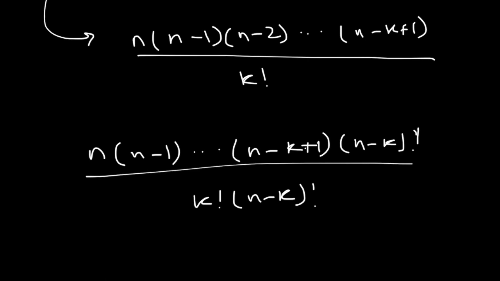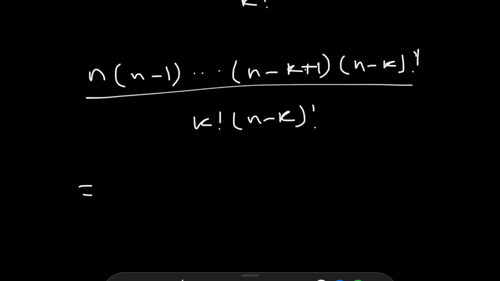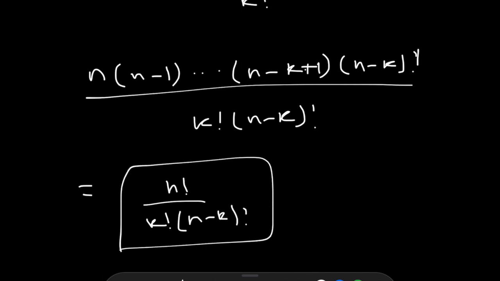Because n times n minus 1 all the way up to n minus k plus 1, if we multiply that by n minus k factorial, that essentially gives us n factorial. So this expression simplifies to n factorial over k factorial times n minus k factorial. And this is essentially how we calculate a combination. Now we can proceed with the rest of the video.